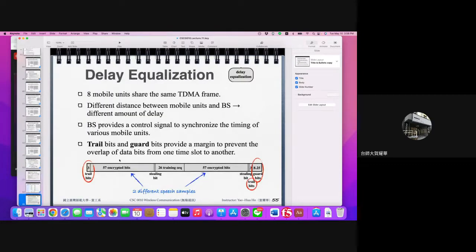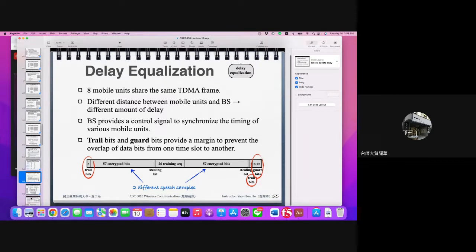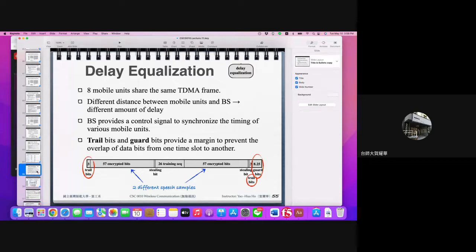Because different mobile units share the TDMA frame, the different distances cause different amounts of delay. So the base station needs to send a control signal to synchronize the timing for the different mobile devices. Now the mobile devices synchronize, so they know exactly when to send their frame, and the frames cannot overlap with each other. All right, so that's the delay equalization. Are there any questions?